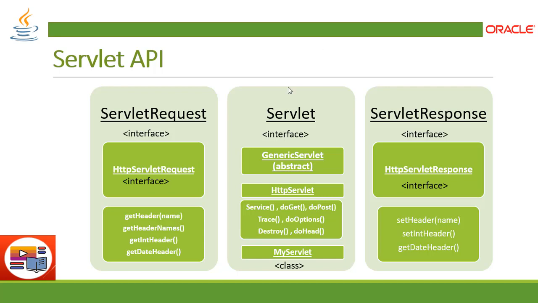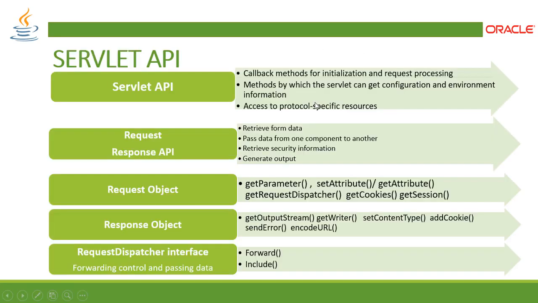Let's learn a few important facts about Servlet API. Servlet API exists with callback methods for initialization and request processing. These are methods by which the servlet can get configuration and environment information, and access to protocol specific resources. So what does this mean? It depends on what type of protocol you are using for this particular request and response. Sometimes you have an SMTP kind of request or an FTP type of request. So that is specific to this API.